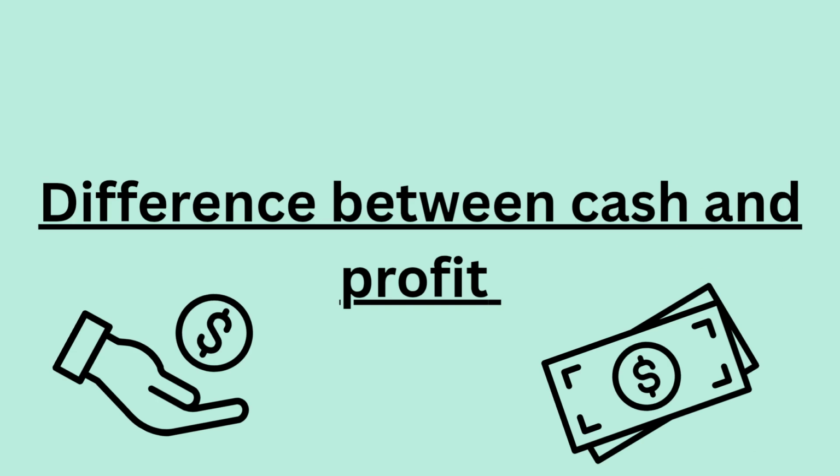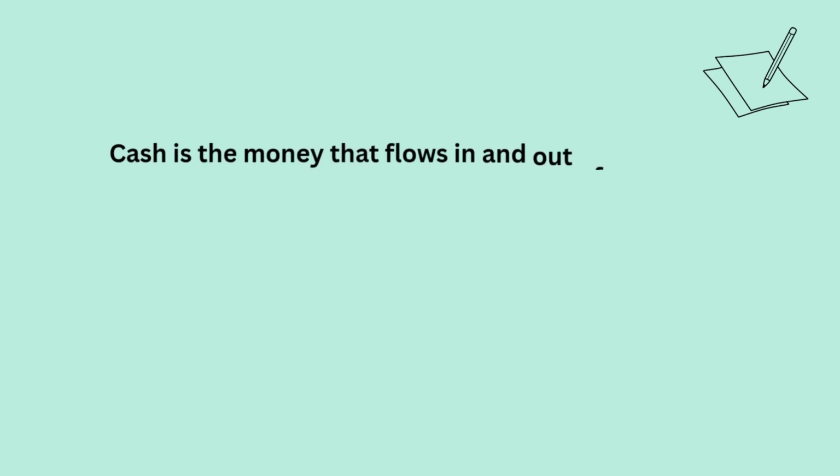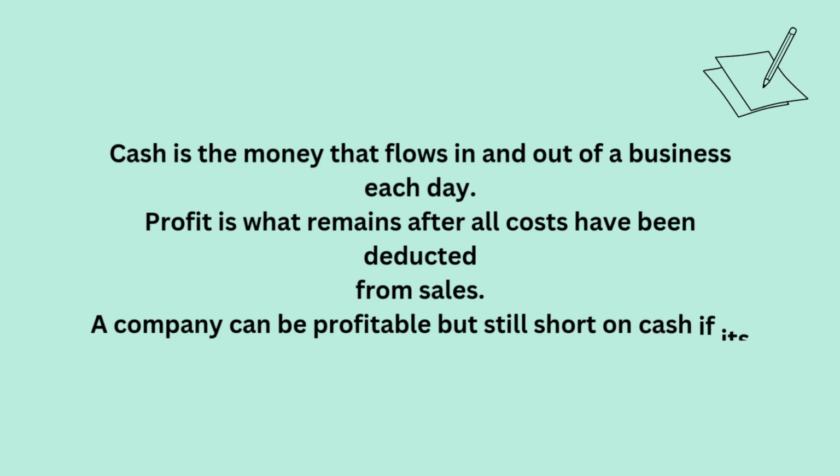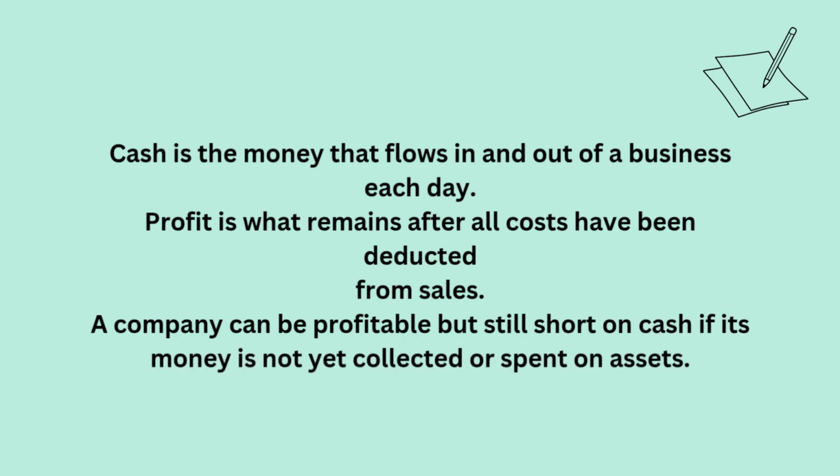The last title for today is the difference between cash and profit. This is very simple, so make sure you're listening carefully. Cash is the money that flows in and out of a business each day. Profit is what remains after all costs have been deducted from sales. A company can be profitable but still short on cash if its money is not yet collected or spent on assets. And that is all for today.